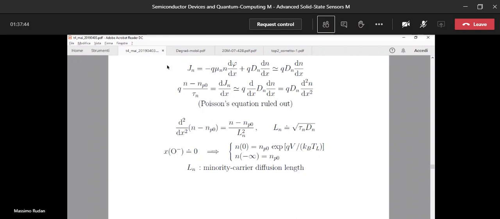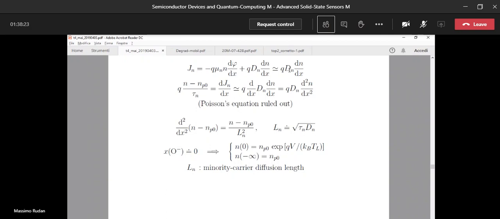So we can approximate the expression of Jn as a purely diffusive current density, like Q Dn derivative of n with respect to x. This is a very important simplification because, since the electric potential does not appear anymore, it is not necessary anymore to solve the Poisson equation, okay? So we have eliminated also the Poisson equation, okay?